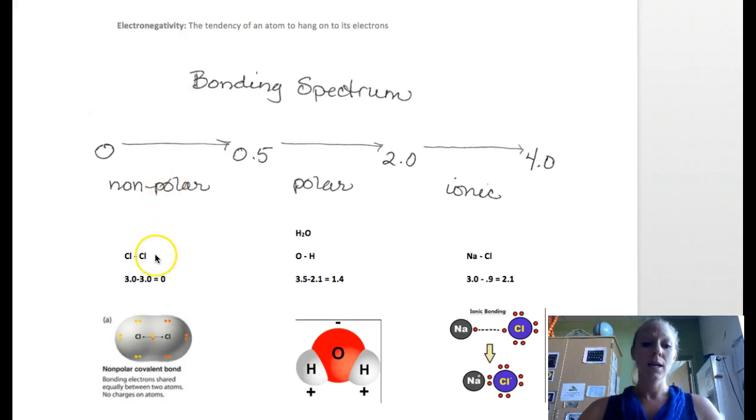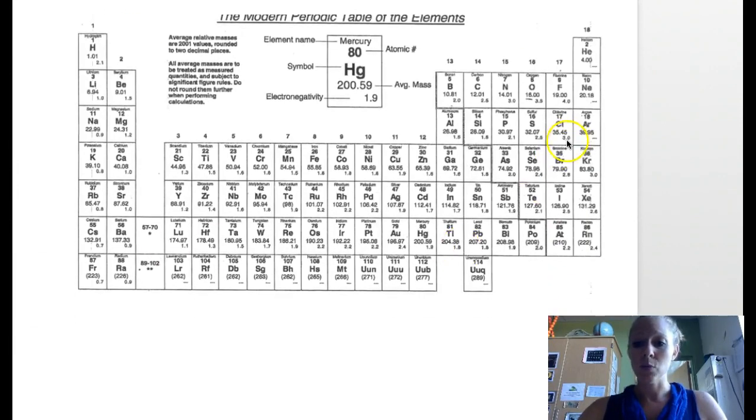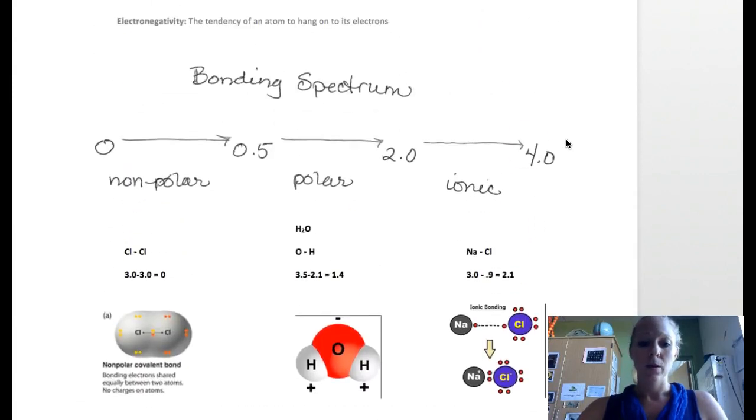And if we look at the electronegativity of chlorine, let's find that right here. We can find that number right here, 3.0. And to determine what type of bond it's going to make, we're going to subtract the electronegativity of one atom from the other. If two chlorine atoms are being bonded together, we would subtract 3.0 from 3.0. This gives us a nonpolar covalent bond. This means that the electrons are being equally shared.